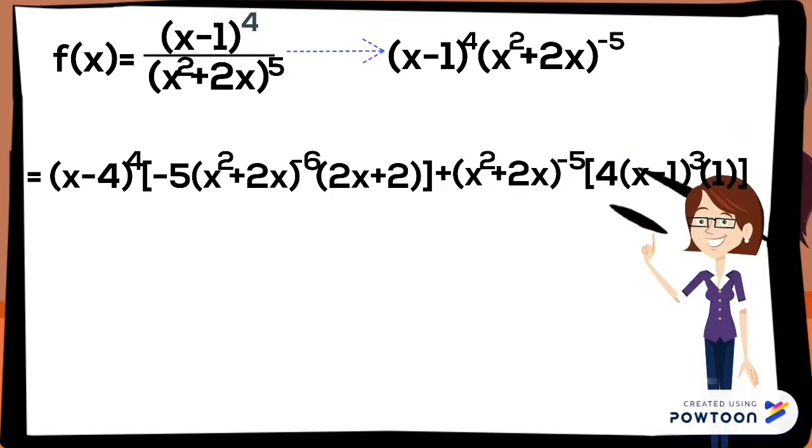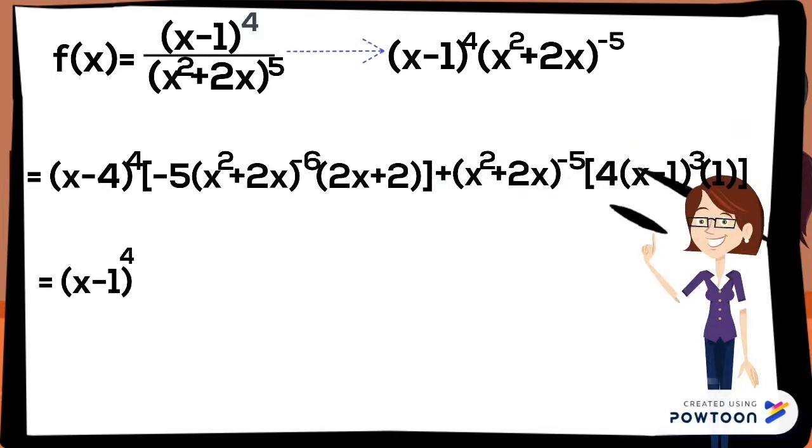Continuing with the product rule, plus, copy the second term, (x^2 + 2x)^-5, and multiply it to the derivative of the first term, again applying chain rule. Bring down the exponent 4, copy x - 1, subtract 1 from 4, 4 minus 1 is 3, times the derivative of the inside, which is 1.